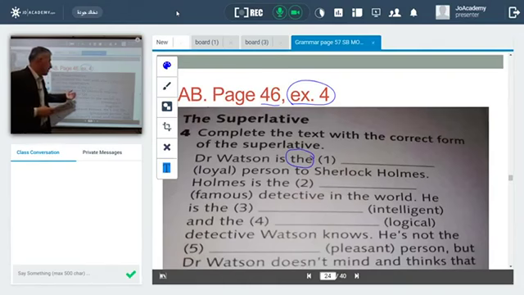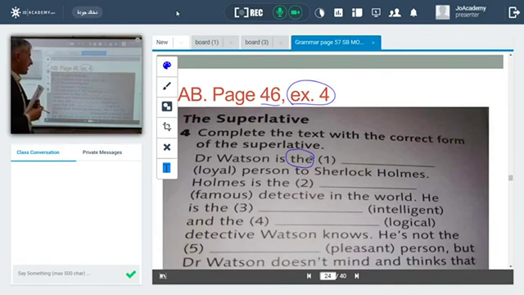The loyal person to Sherlock Holmes. Holmes is the dash famous detective in the world. He is the dash intelligent and the dash logical detective Watson knows. He is not the dash pleasant person, but Dr. Watson doesn't mind and thinks that Holmes is the dash wise detective in history. Okay, let's look at these blanks and try to solve them.